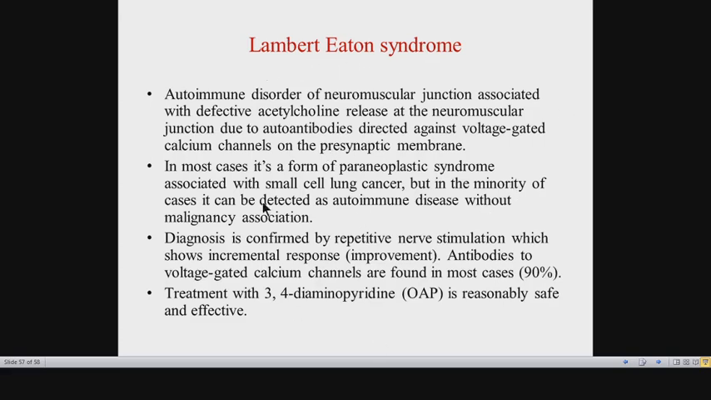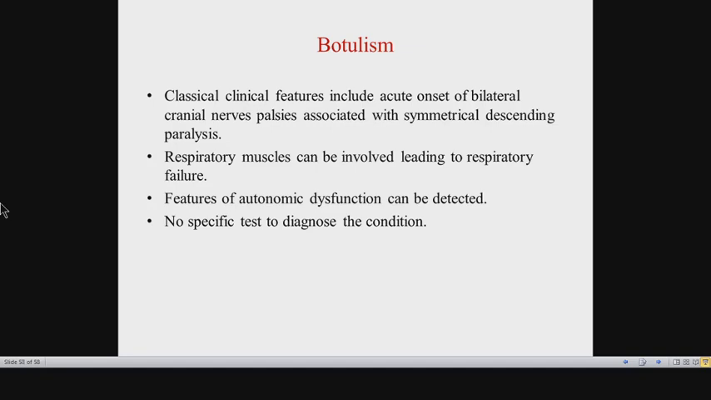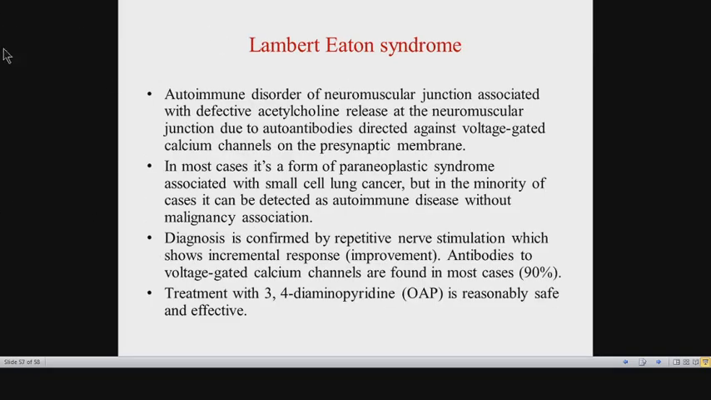لكن features of autonomic instability will not be seen with myasthenia gravis. And this is an important crucial point to differentiate between these two conditions, اللي هي autonomic dysfunction features.